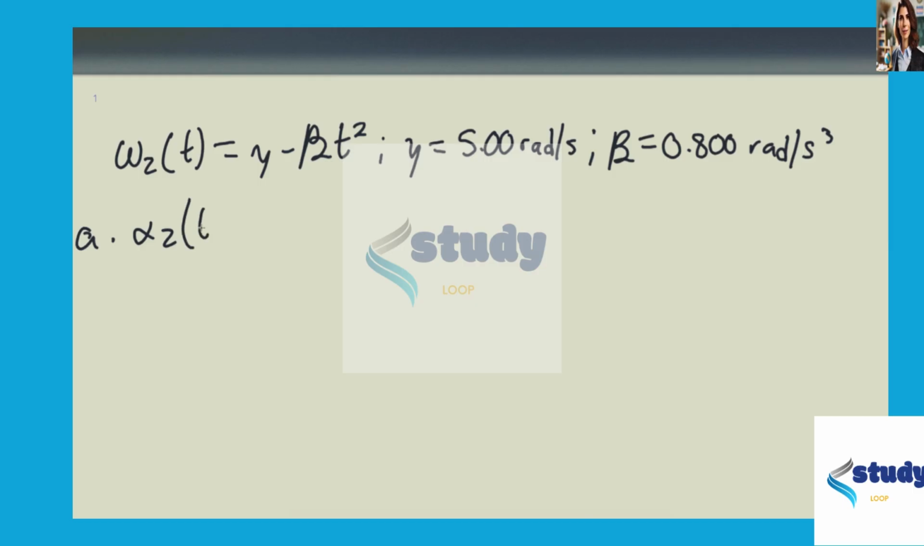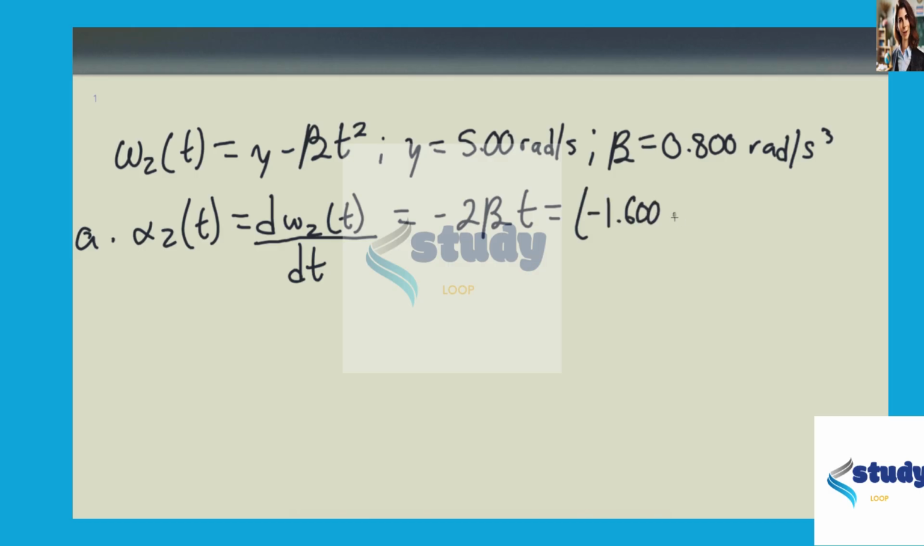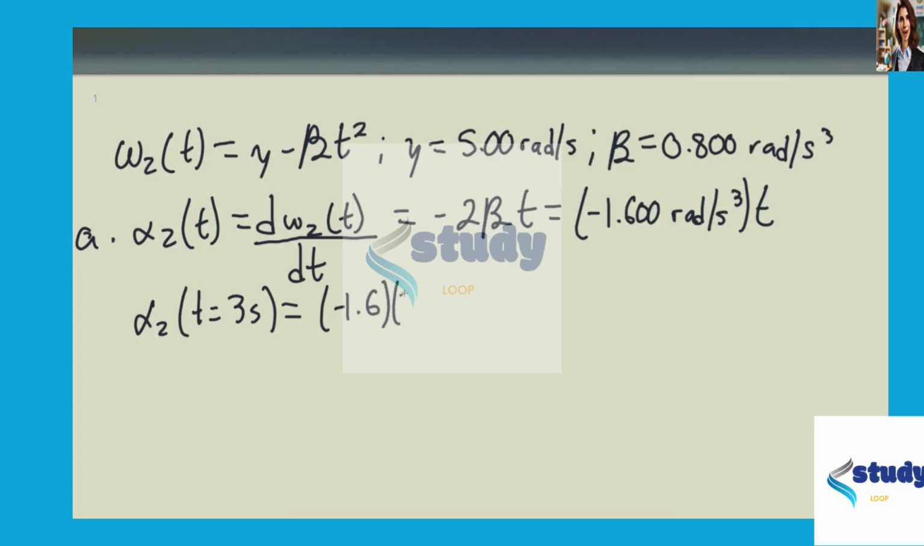alpha z of t is going to be equal to the derivative of omega z of t with respect to time. So this will be negative 2 beta t, or negative 1.600 radians per second cubed times t. Alpha z at t equals 3 seconds will simply be negative 1.6 times 3, or negative 4.800 radians per second squared.